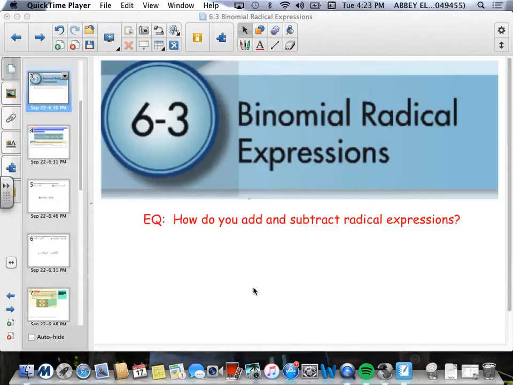Alright, y'all, so hopefully you picked up the notes, and we're going to talk about 6.3, which is binomial radical expressions. We're actually going to basically talk about how you add and subtract radical expressions. As you can tell, I'm still pretty sick, so hopefully you can decipher what I'm saying regardless.